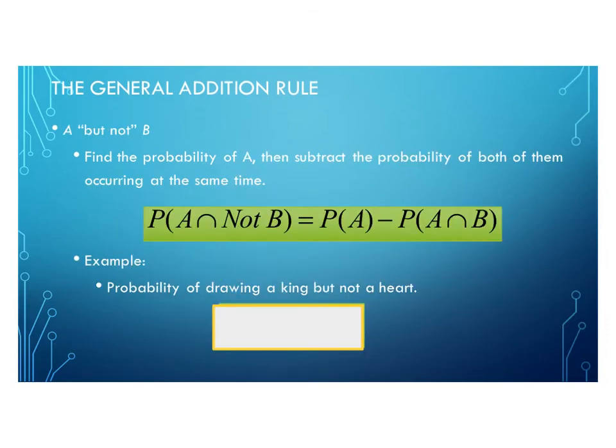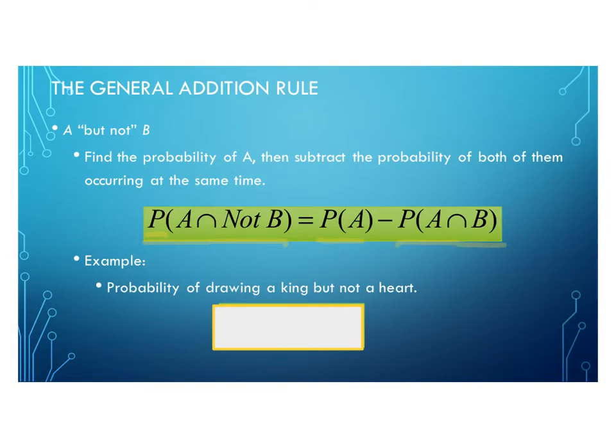Okay, for the probability of A but not B. If we find the probability of A, we can subtract the probability of both of them occurring at the same time. Okay, so notice in our box here, we have the probability of A and not B. I take the probability of A and subtract the overlap. So here's a simple example.